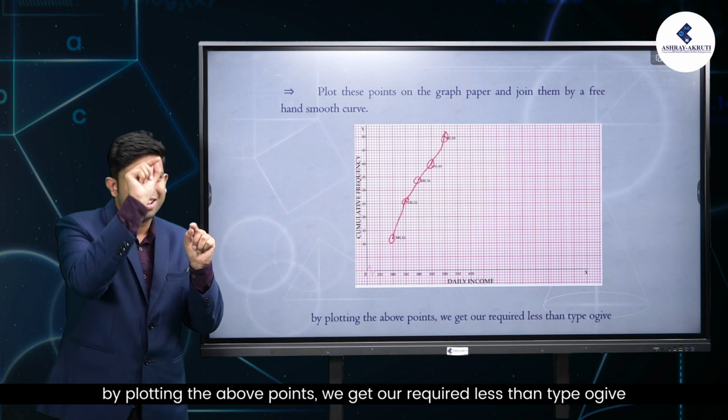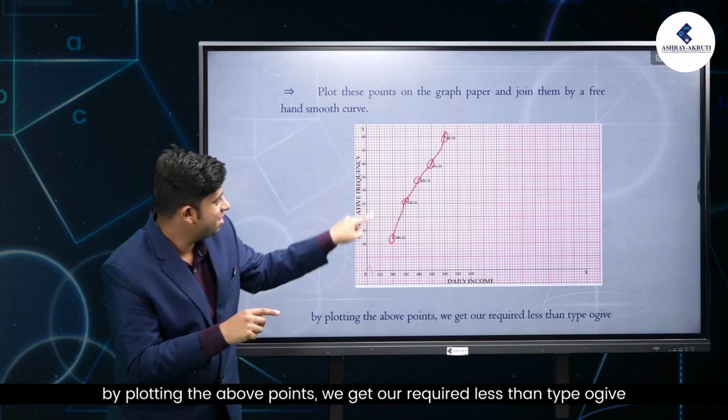By plotting the above points, we get our required less than type ogive.